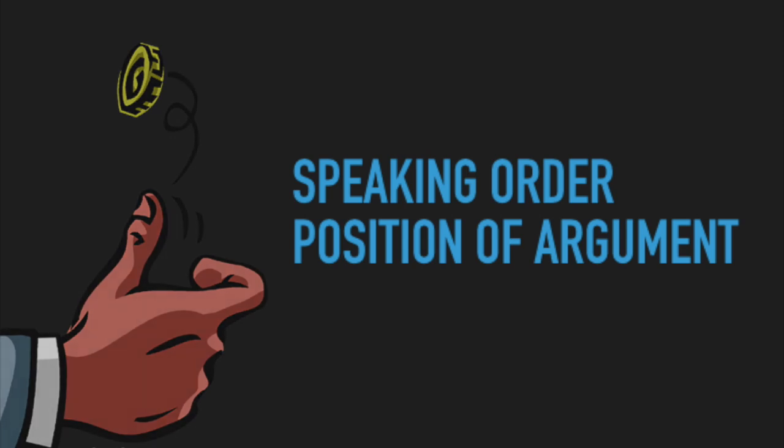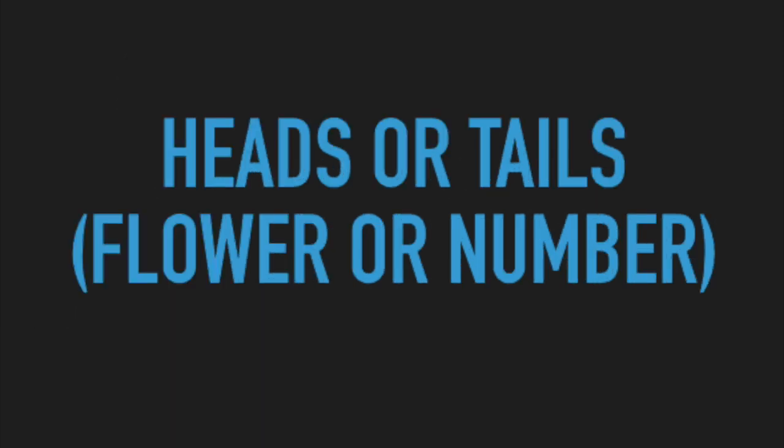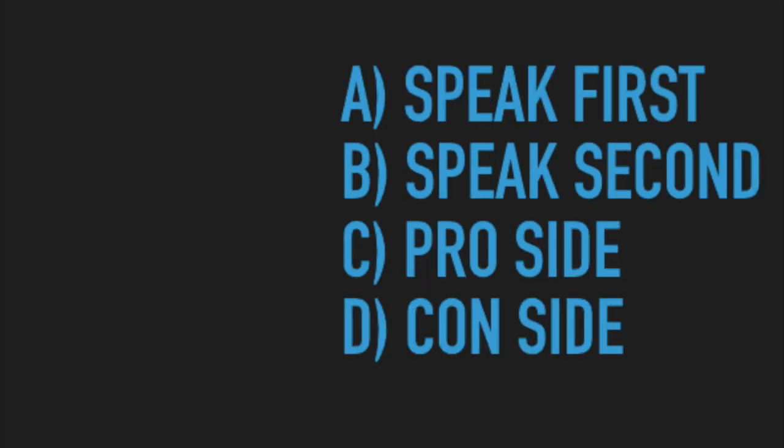You may either call out heads or tails, or in China we call either flower or number, and if you win the coin toss, you may pick to either A. Speak first, B. Speak second, C. Pick pro side for the resolution, or D. Con side for the resolution.